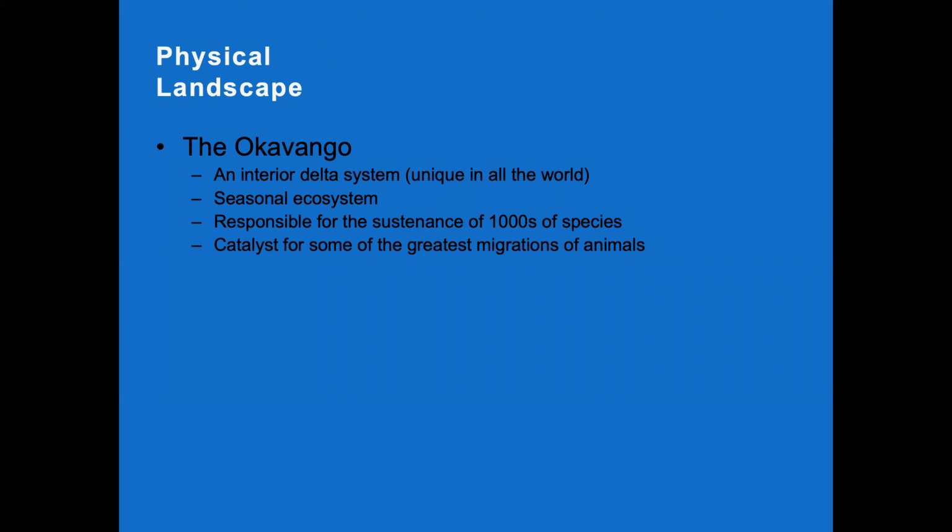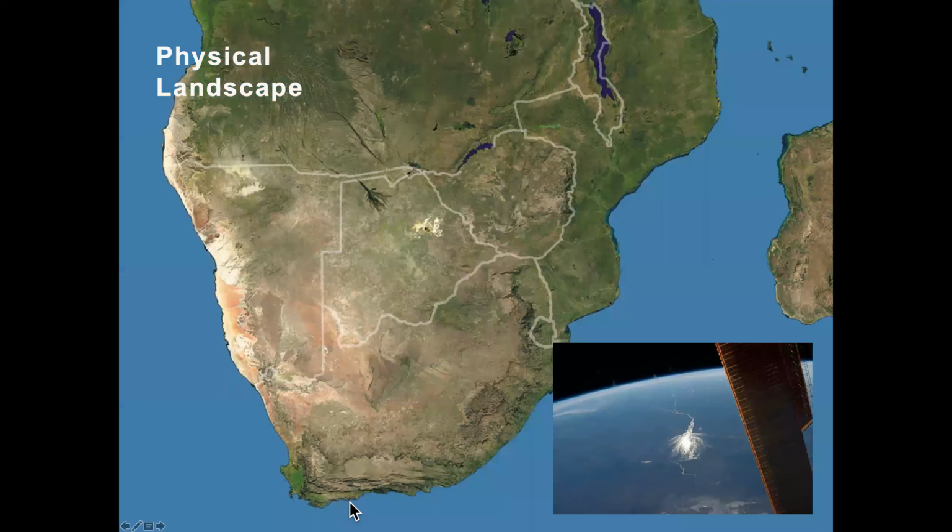Talked about the Okavango, again, that interior delta system. It's unique in the entire world. It is, again, a seasonal ecosystem, this little chicken leg looking thing right here, and this is how it's seen from space. Notice how the water is shining with the sun above it. So this is all the water flowing down from the mountains of Angola.